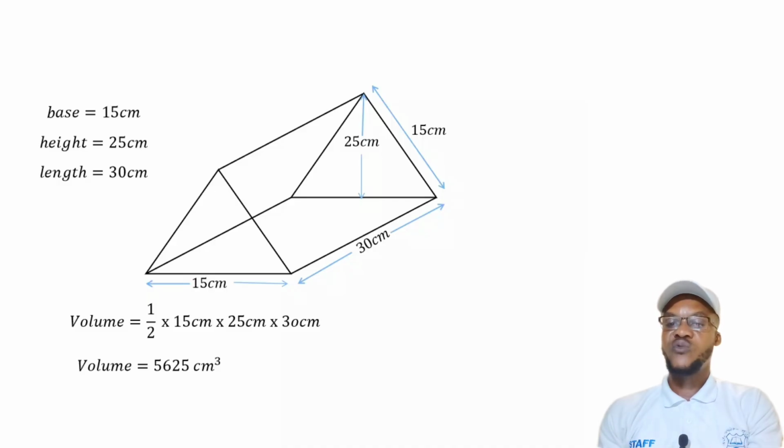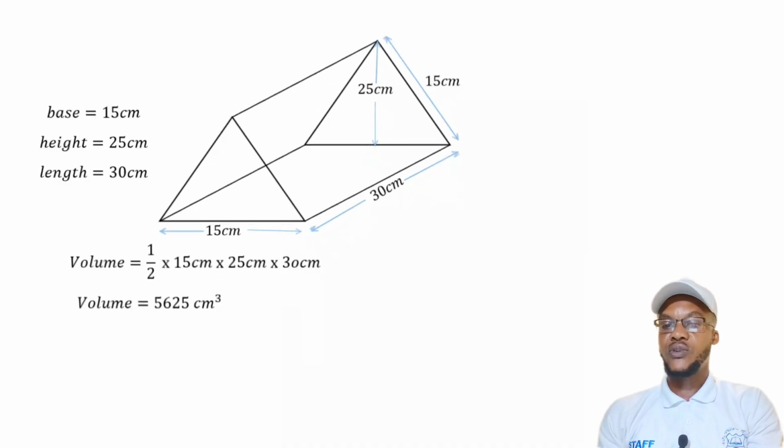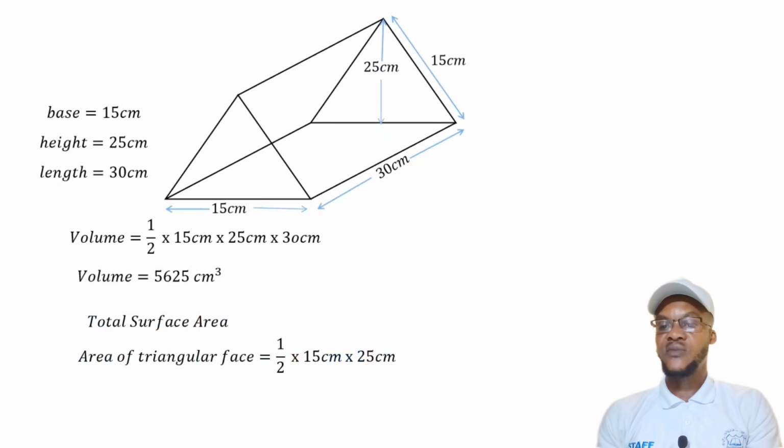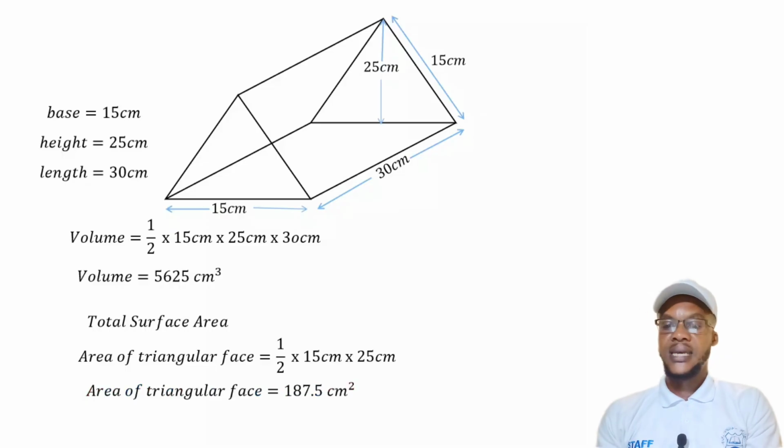Now, if we have that, then let's calculate the total surface area. Since we know, as we've already said previously, the total surface area is giving us what? The area of the triangular face, which is half times 15 times 25. And that is going to give us 187.5 centimeters square, because it is area. You remember I told you that area is measured in a square unit. That's why centimeters square.